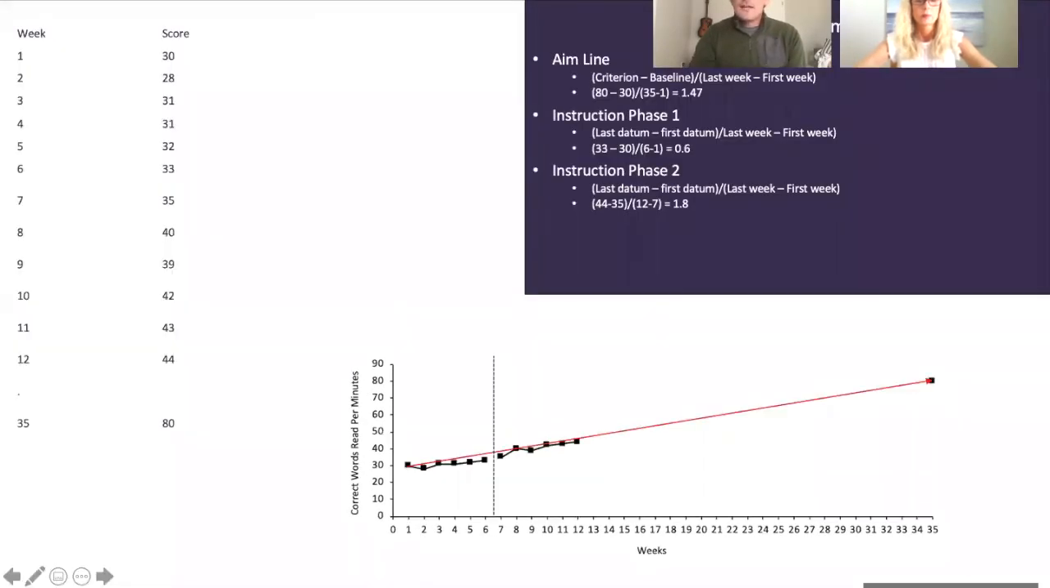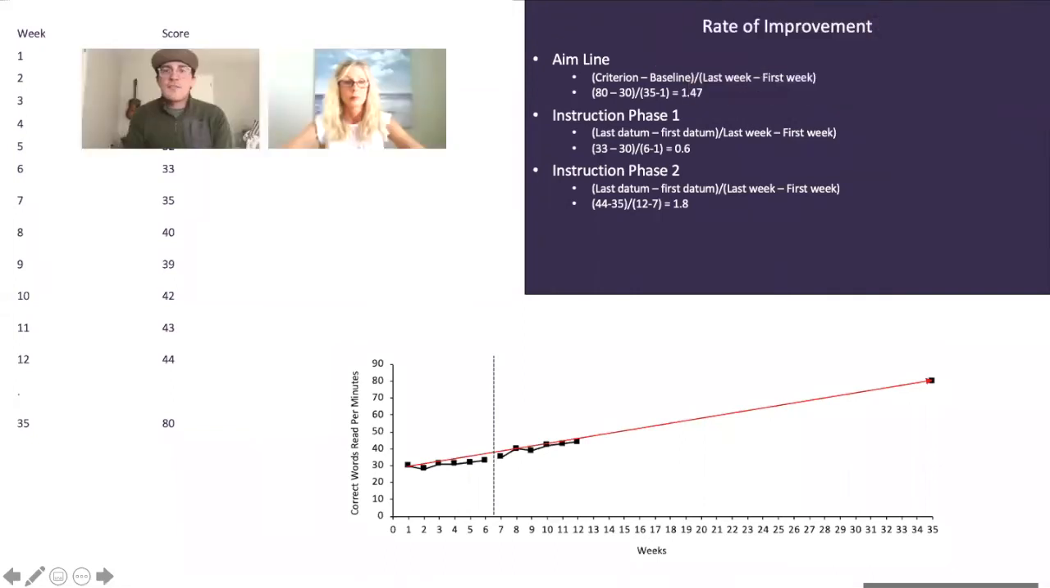And then from here, we can think about quantifying, let me move this box, we can think about quantifying the rate of improvement. And you can see the formula here. For the aim line, you take the end of the year criterion, which is 80. You subtract away the baseline data point, which is 30. And then you divide by the 35th week, subtract the first week. And that gives us a 1.47 rate of improvement.